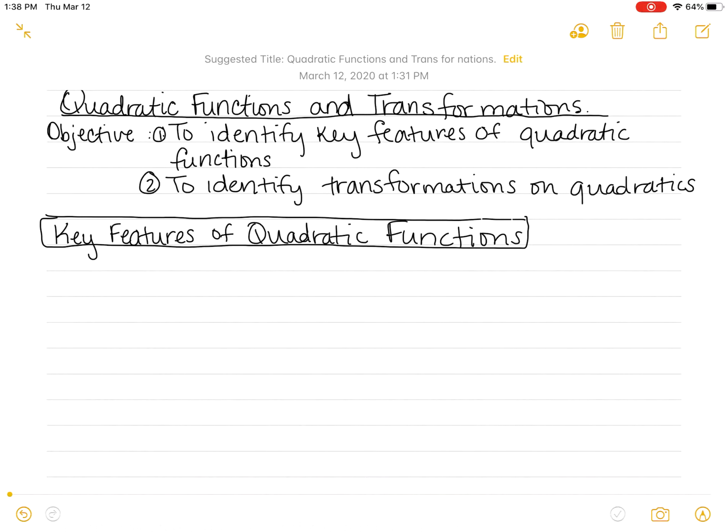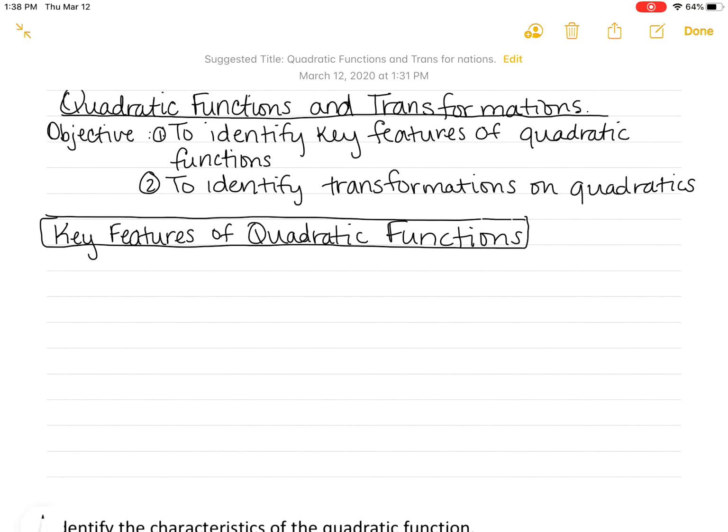Right? So your first objective today is to identify key features of quadratic functions. Your second objective is to identify transformations on quadratic functions. Okay. So we're going to look at key features of quadratic functions first.